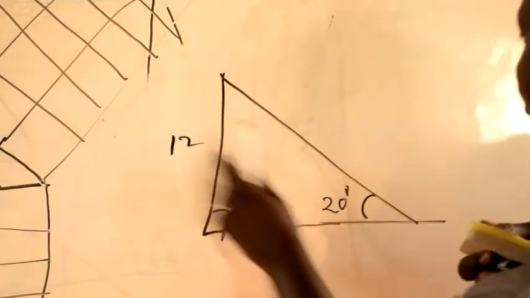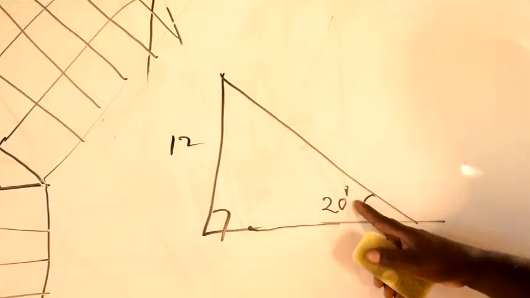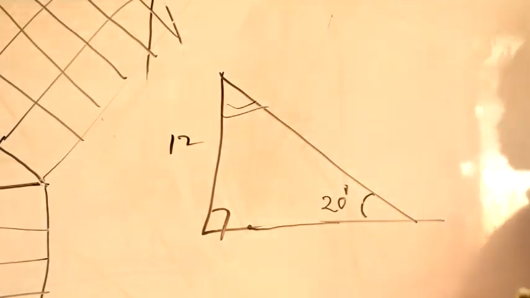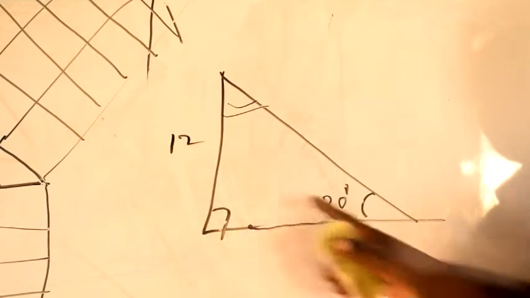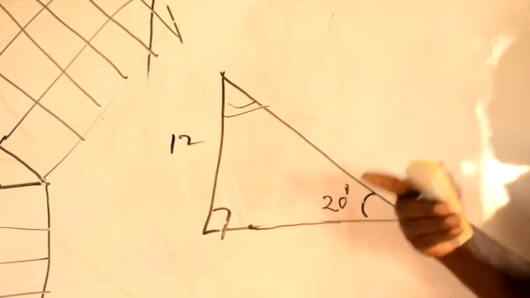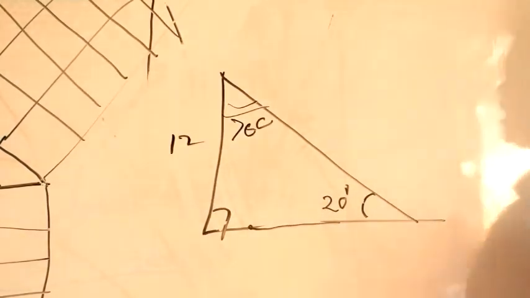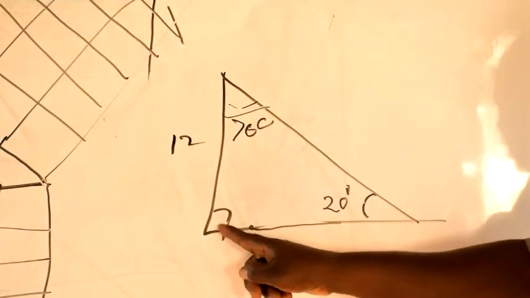Pythagoras theorem cannot work. But if this is 20 degrees and this is 90, what do you think is the size of this angle? Can't you get the size of this angle? You add the two, 90 plus 20 is 110. Then 180 minus 110 is 70. So that one is 70 degrees. That one I can do. I can get this angle if I'm given this, because this one is already there.